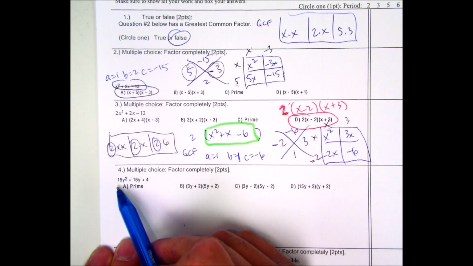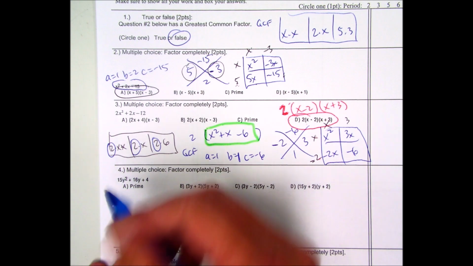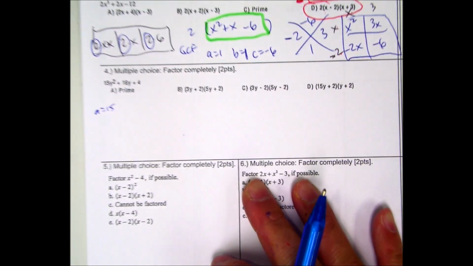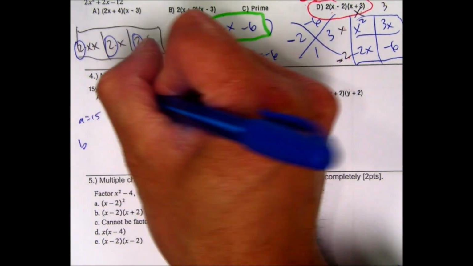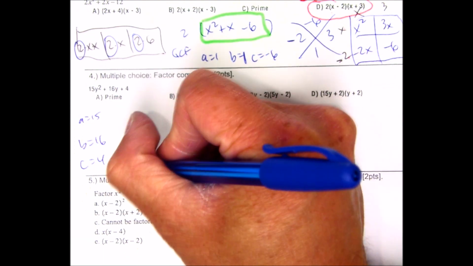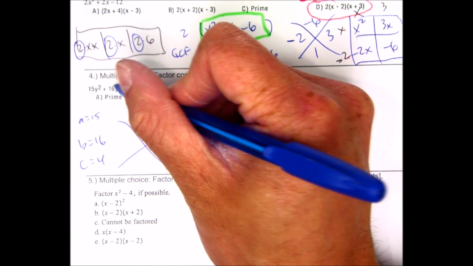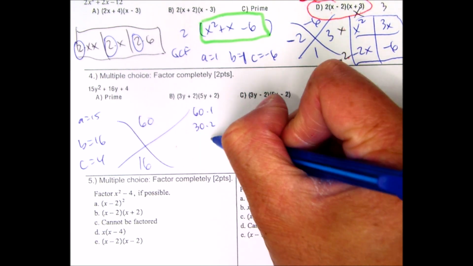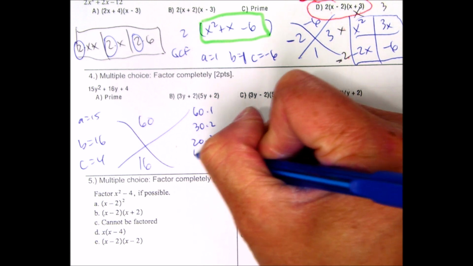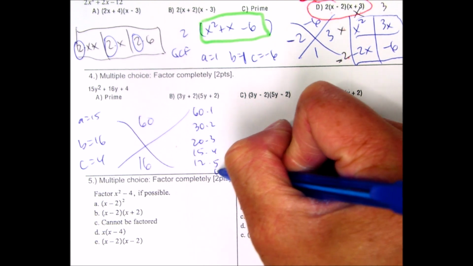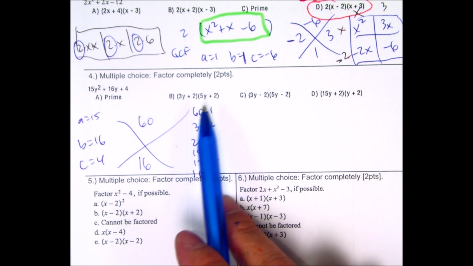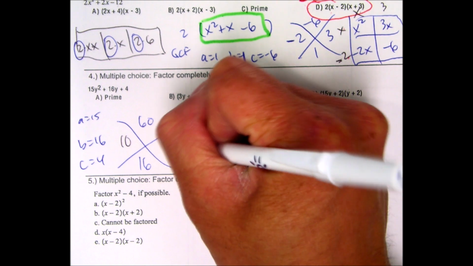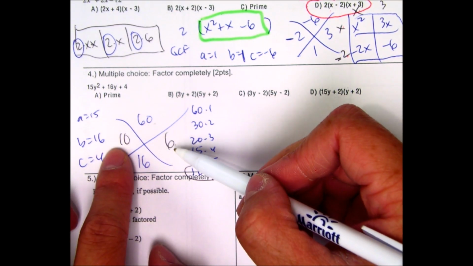Question number 4, 15y squared plus 16y plus 4. So A is 15. B is 16 and C is 4. A times C is 60, B value is 16. Good strategies if you don't know them, list out all the factors. Write the bigger number on the left so you can easily subtract. Those two numbers are 10 and 6. 10 times 6 is 60, and 10 plus 6 is 16.